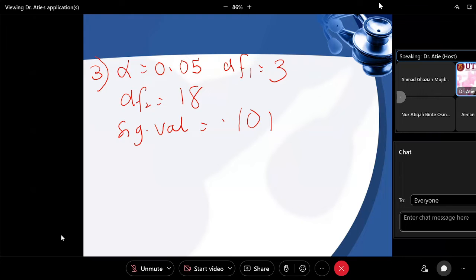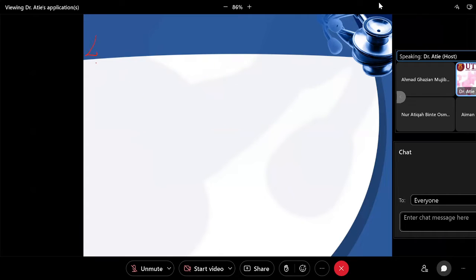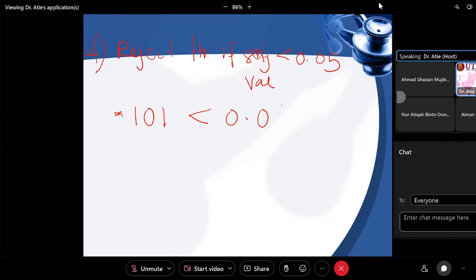All right. Okay, so this is the third step. And then our fourth step, the last step. So the step number 4, reject H naught if the sig value is less than 0.05. So our sig value is 0.101. Is it less than 0.05? Yes or no? What's the answer? Yes or no?